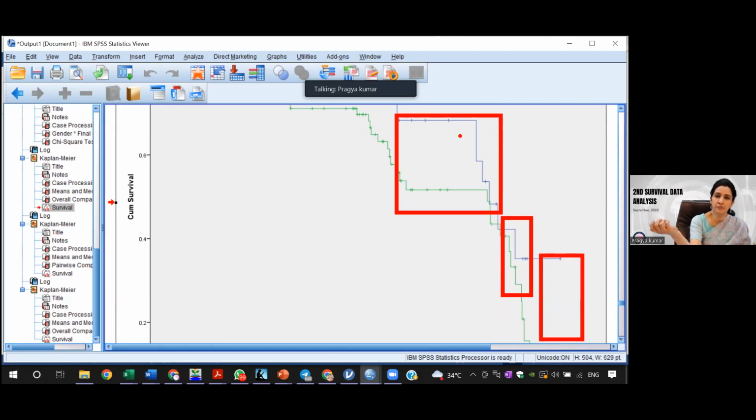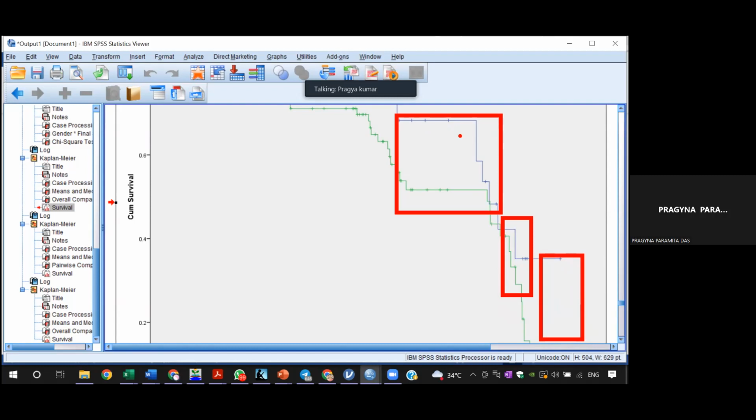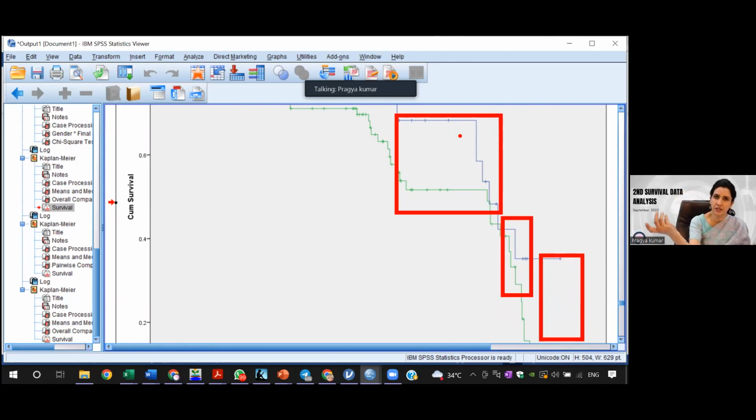Did you get it, Pragya? Yes, ma'am. Okay, so you can change the chart size, and then you can have this. So that's how this p-value, although it is coming 0.02, in the smaller version, you can see that they were quite together.